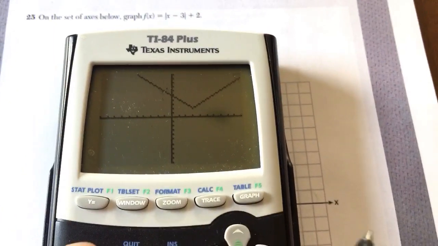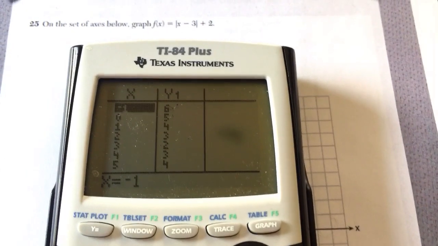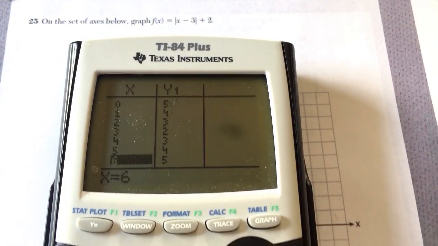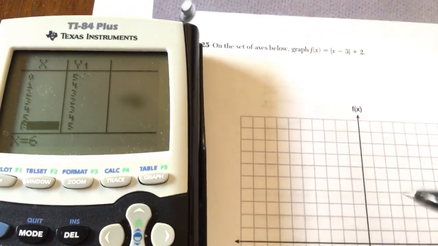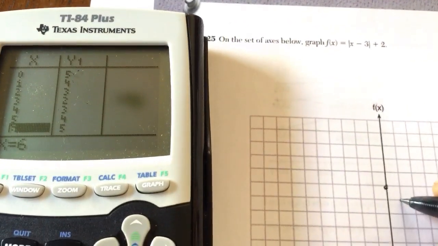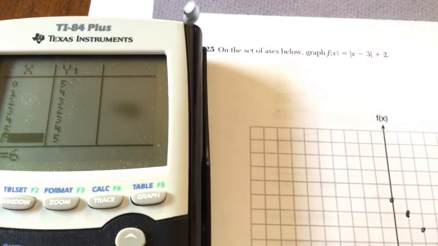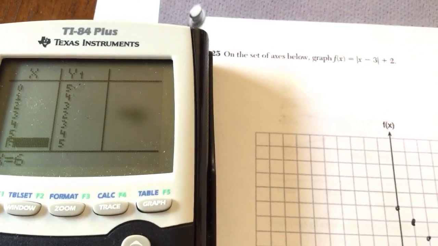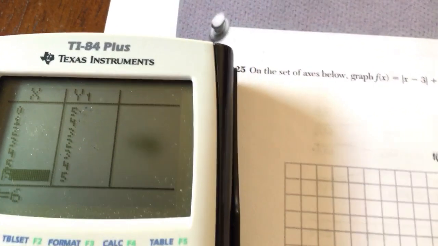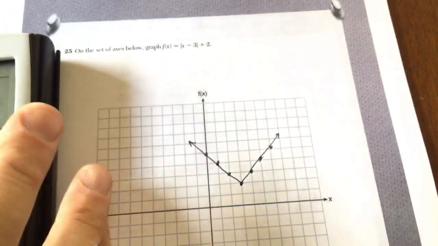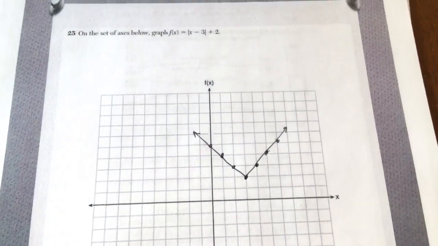To go to your table, I hit second graph, and then I try to plot these points so that I get a nice looking V-shaped graph. So I get (0, 5), (1, 4), (2, 3), (3, 2), (4, 3), (5, 4), and (6, 5). Connecting your points, this is what your graph should look like. That would be full credit.